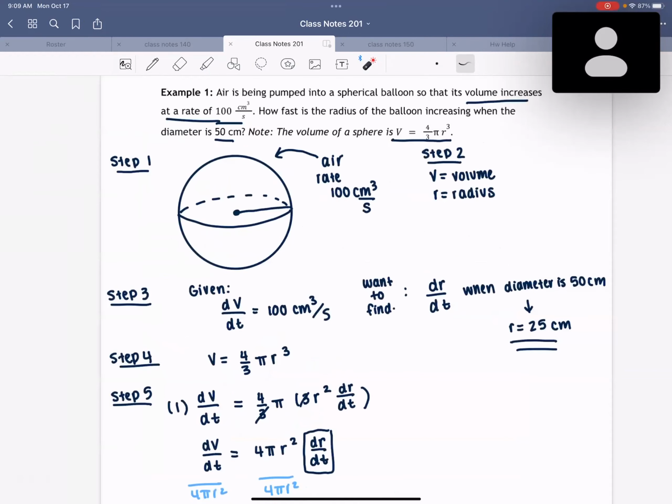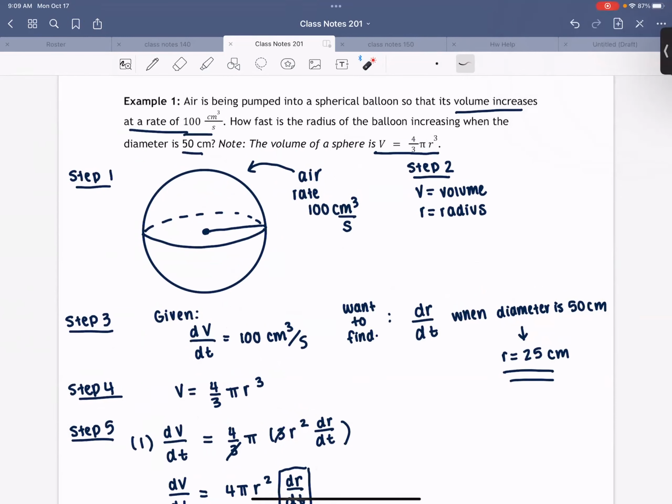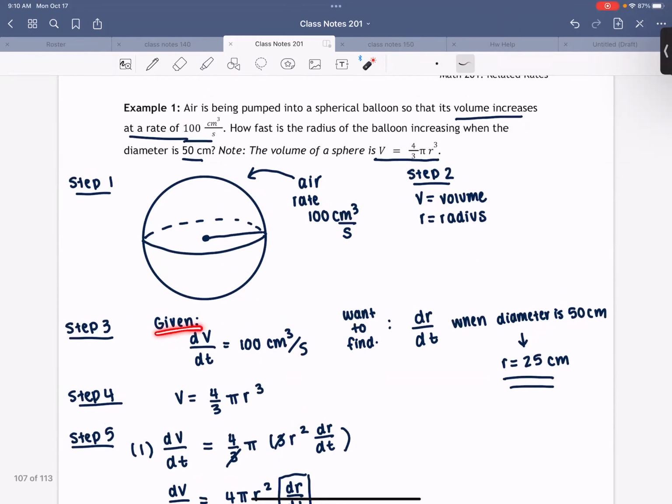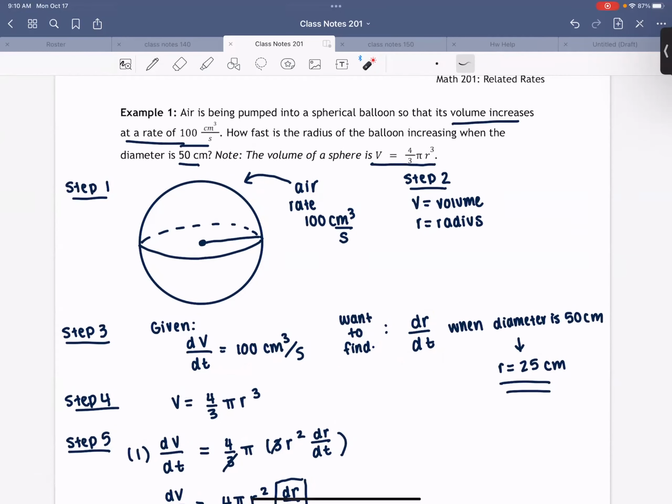Okay. Step one, I told you to draw a diagram, right? So make sure that you draw a nice picture that shows everything in the question. Step two was, at this point, we need to figure out, okay, what do our variables actually mean? So if I have V, what does that mean? If I have an R, what does that mean? Okay. Step three was, I want to very clearly organize what the question is giving me. So what variables am I given in terms of the derivative with respect to time? And I also want to figure out what I want to find in terms of derivatives. So what derivative am I looking for?